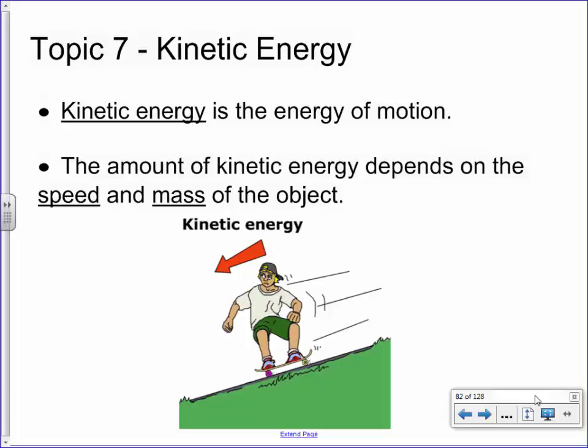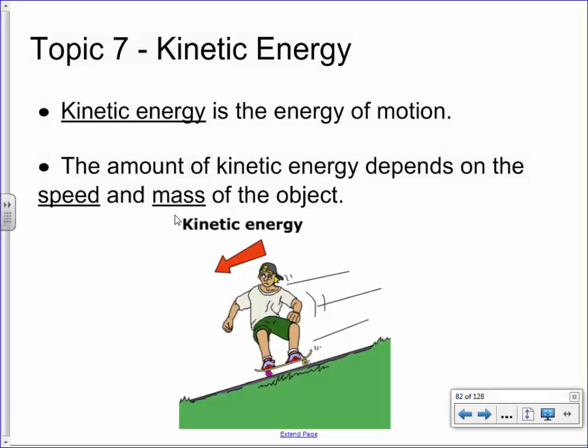Today's topic is something called kinetic energy. When I was holding the eraser up here, is it actually doing anything yet? No, at this point it has only potential energy. But that potential energy is going to get converted into a different form of energy, kinetic energy, the energy of moving, motion. And so the amount of kinetic energy depends on how fast it's moving and how heavy the object is. Let me give you some examples here.